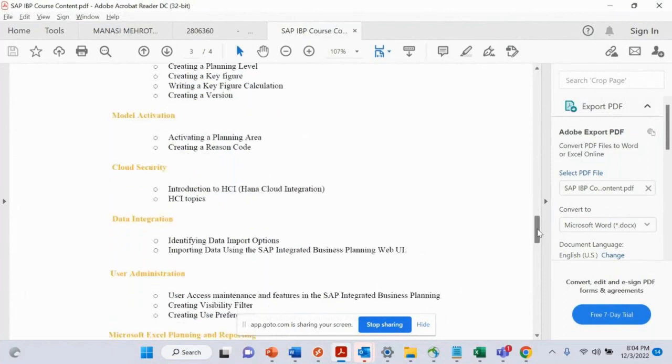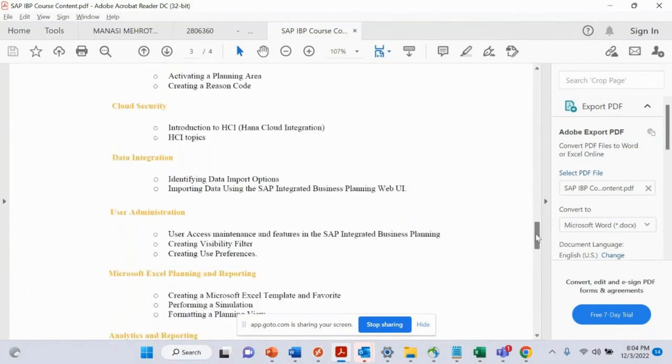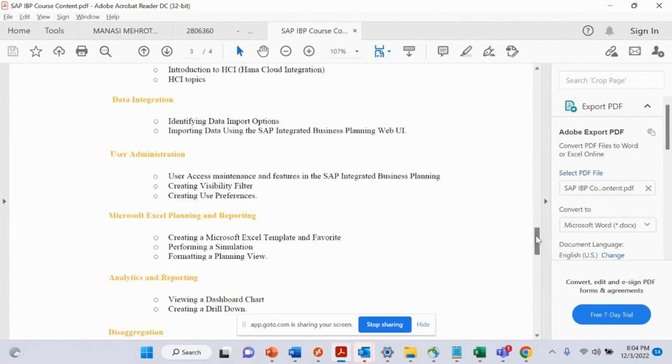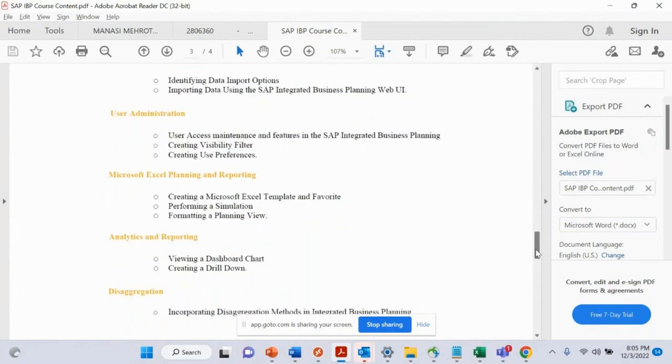Then we will go to HCI, which is now called CIDS. Now the data integration: how the data is being integrated in IBP, and how we can upload the files. Now user administration, by creating filters and users, which you can call the security perspective from the IBP end. And for the Excel planning and reporting, if you want to do modifications in the Excel planning view, how you can do that.